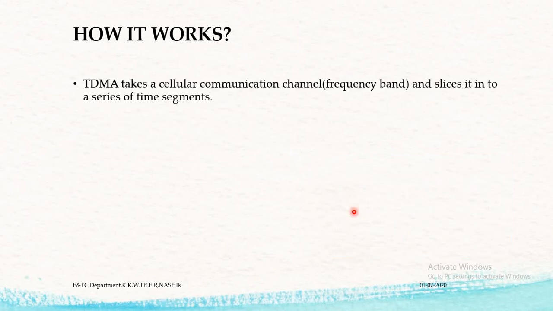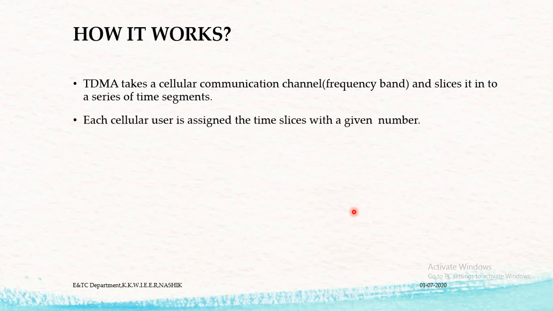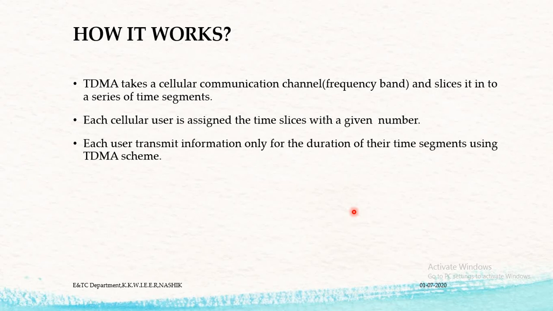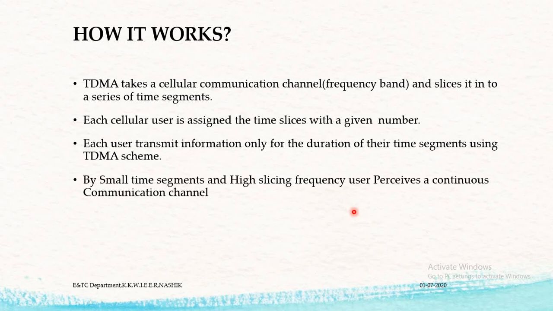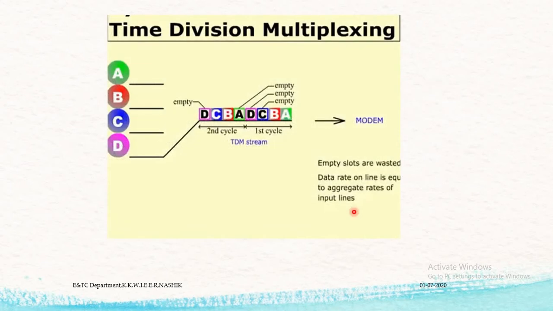How it works basically. TDMA takes a cellular communication channel and slices it into a series of time segments. Each cellular user is assigned a time slot with a given number, and each user transmits information only for the duration of their time segment using the TDMA scheme. With small time segments and a high slicing frequency, users perceive continuous communication channels. So I have shown a small animation of how TDMA works.